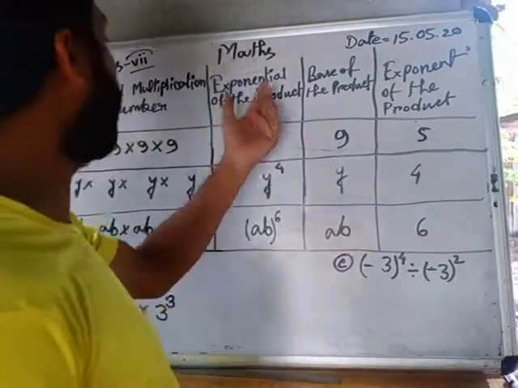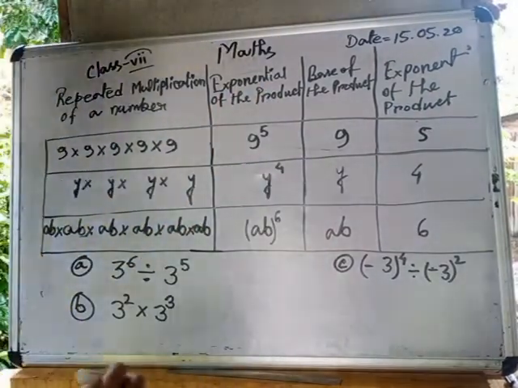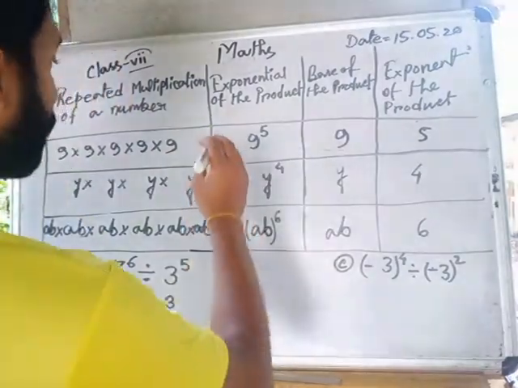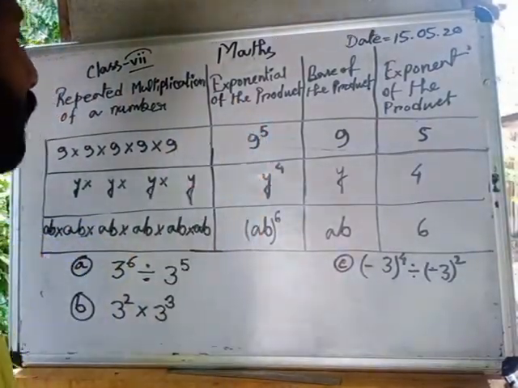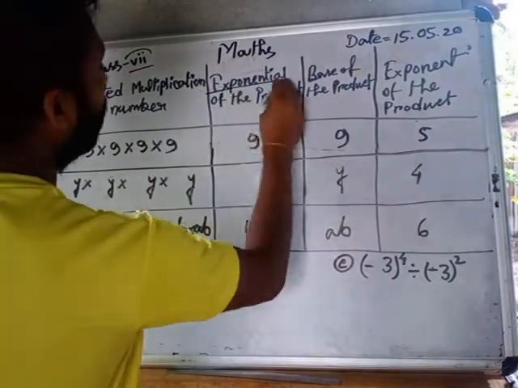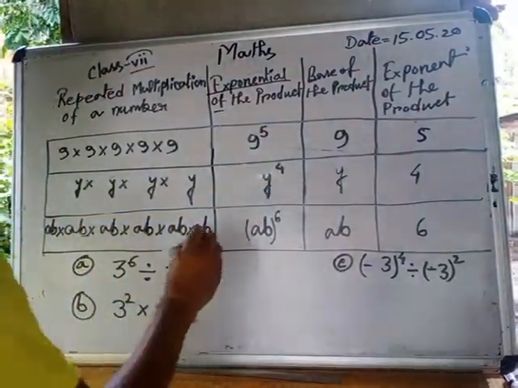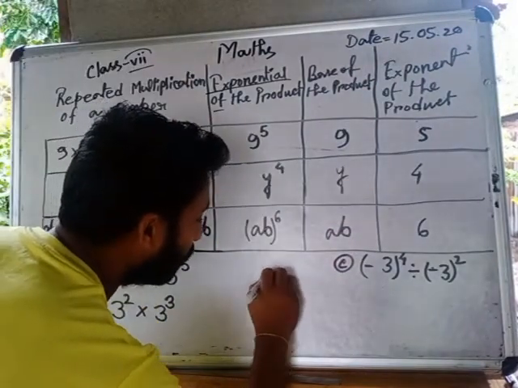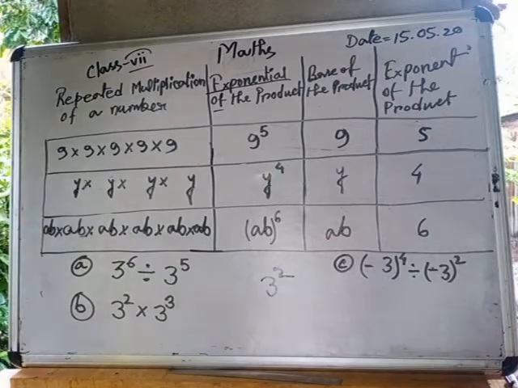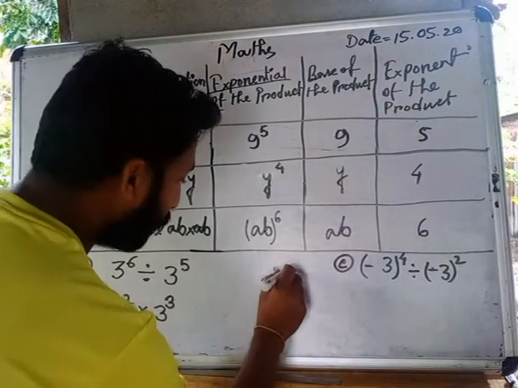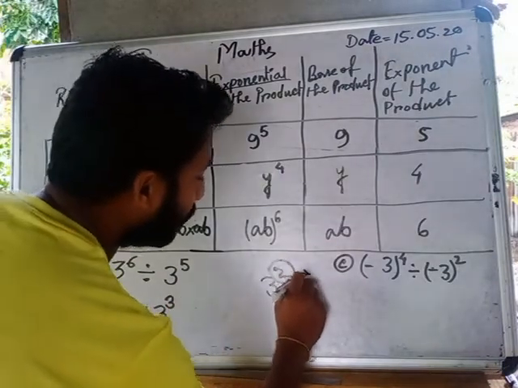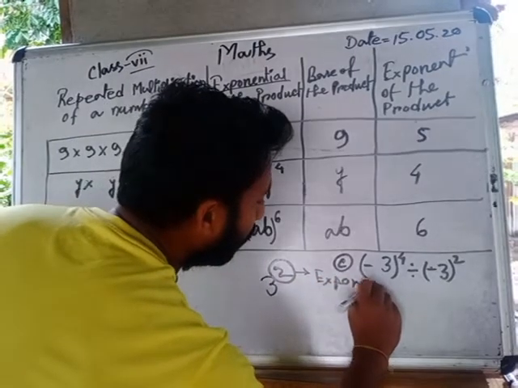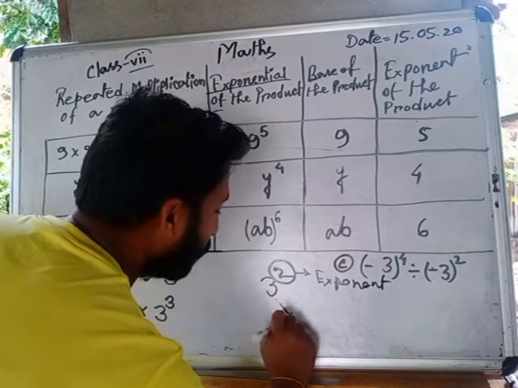Today I will discuss what an exponent is. Exponent means it is the power of the base number. It is the exponential form of the product. Suppose it is 3 squared: 2 will be the exponent and 3 will be the base number.